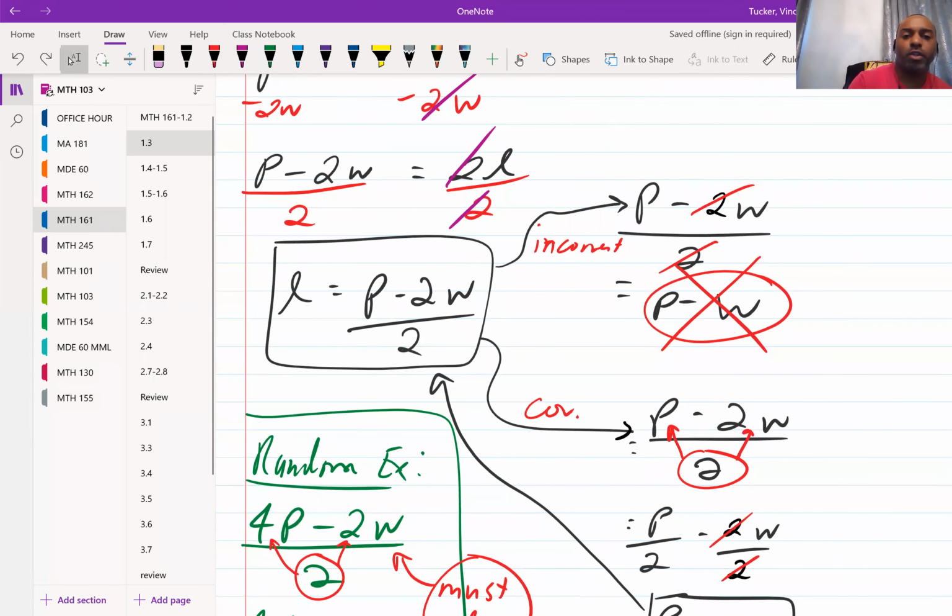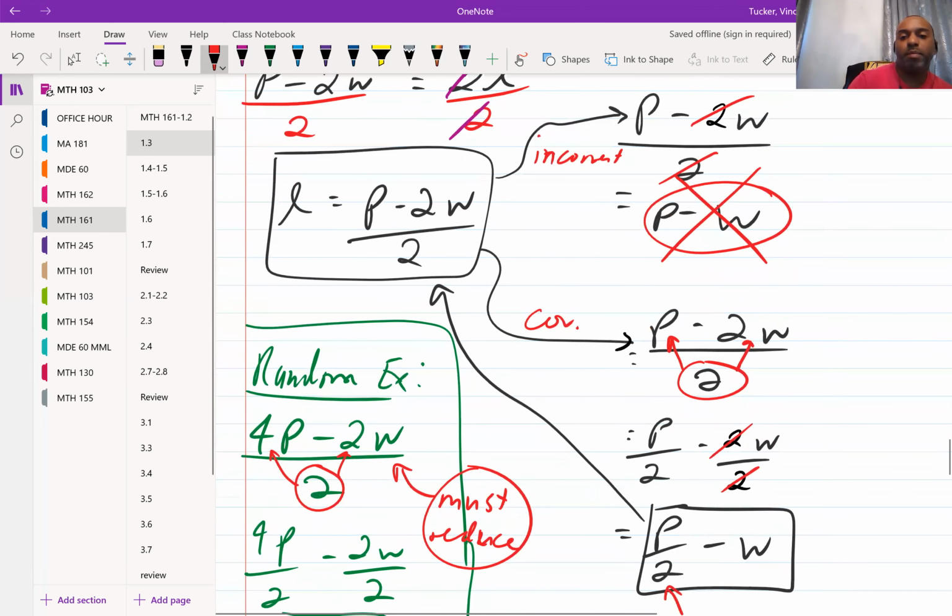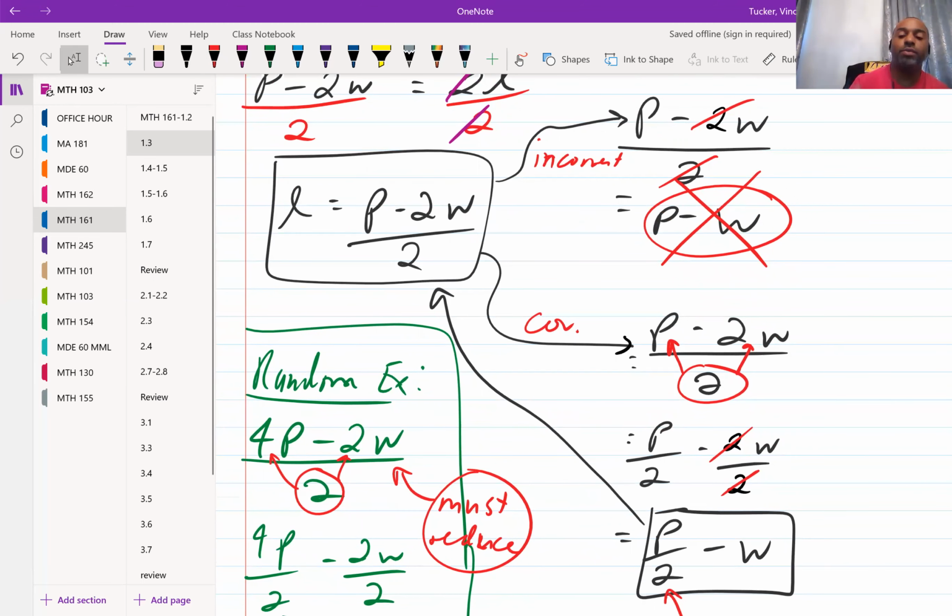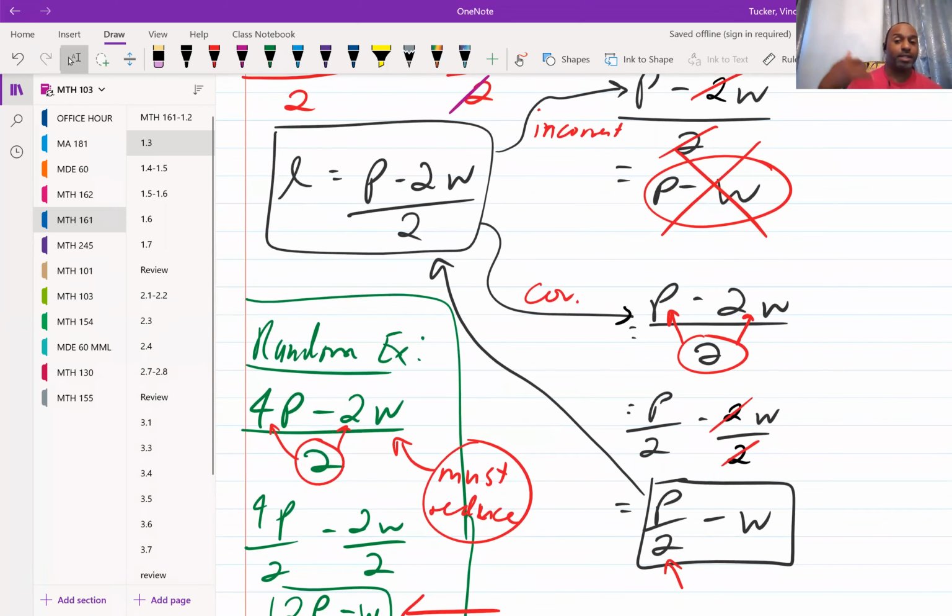Now the correct way is recognizing that this 2 is in the denominator and it has to go to each term in your numerator. If you do that, that's going to be P over 2 minus 2W over 2. Now you can cancel out the 2s, but you still have a 2 under the P because that couldn't reduce. So you have P over 2 minus W. Okay, so if you wanted to go that next step, that's how you would do it, by taking the 2 into each numerator. The reason why you don't have to is because this 2 does not fully cancel out.